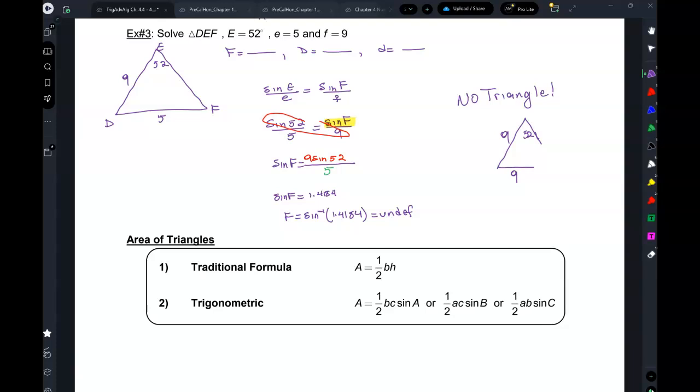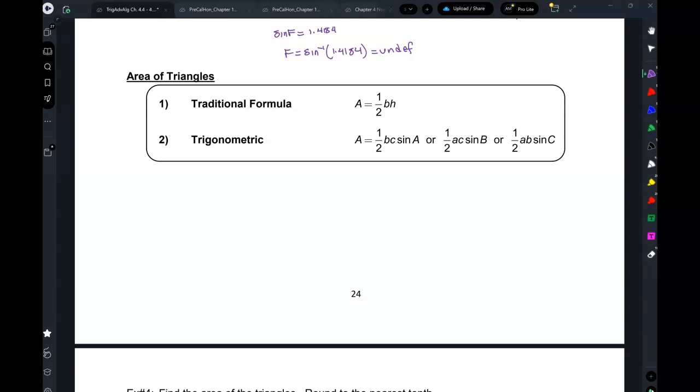Okay. So, areas of triangles, right? Traditionally, we know that we find area of a triangle with this formula, half base times height. Okay? So we know it's a length times a length, and we divide by a half. With using trigonometric functions, the area is, so we have three versions of it. It's half BC sine A, or half AC sine B, or half AB sine C.